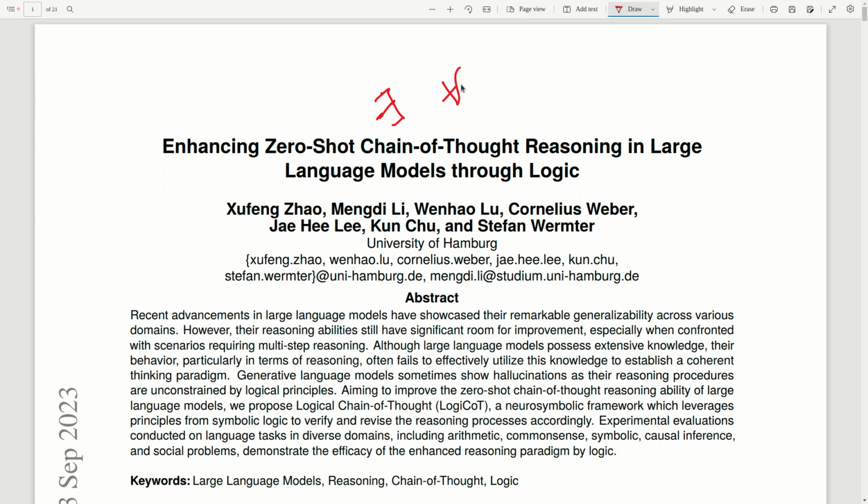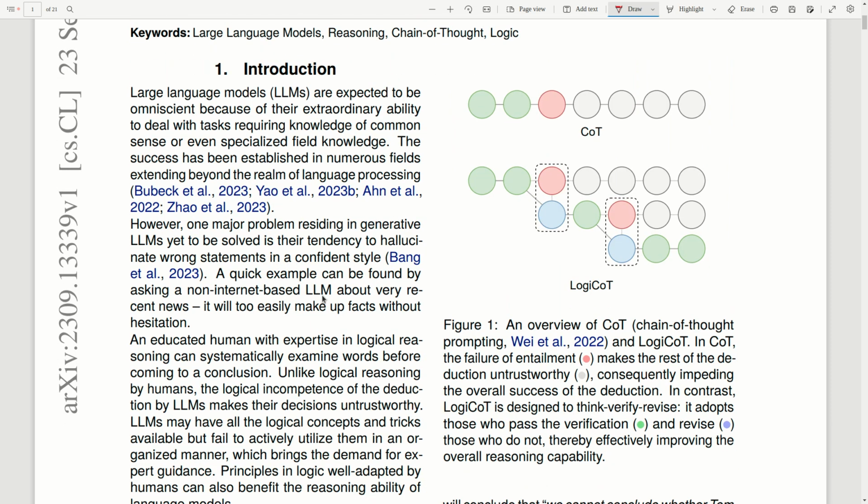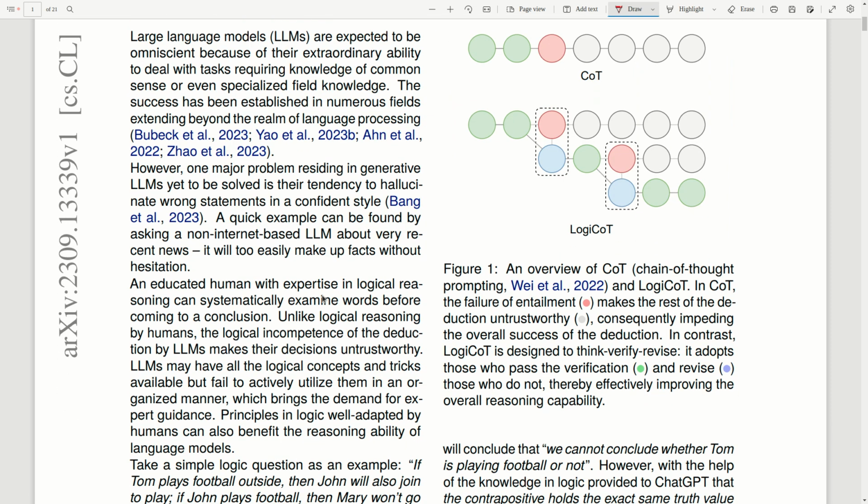So let's look at the introduction part of the paper. Over here they are talking about the success of large language models, and as we all know, large language models have shown remarkable generalization across various tasks, but still have some room for improvement in reasoning abilities, especially in multi-step reasoning scenarios. So LLMs often go through hallucination.